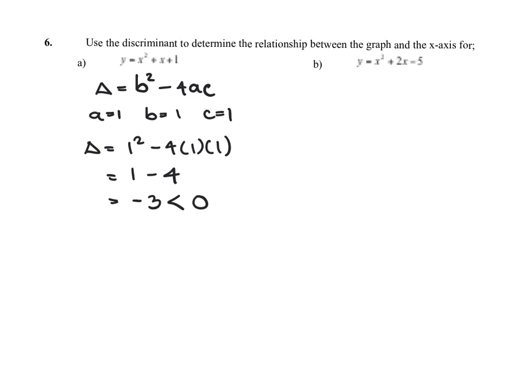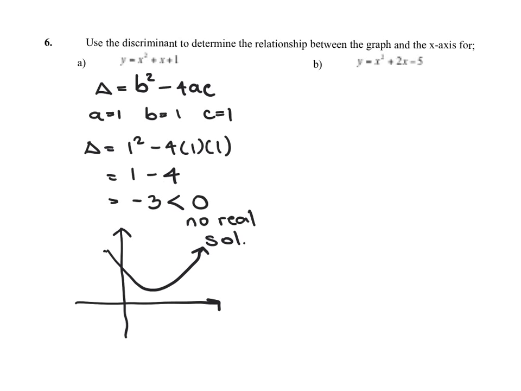So what is the relationship between the graph and the x-axis now? We do know when the discriminant is less than 0 that we don't have real solutions. No real solutions. What does it mean in terms of the graph? So we don't have any x-intercepts, which means the graph does not cut the x-axis.